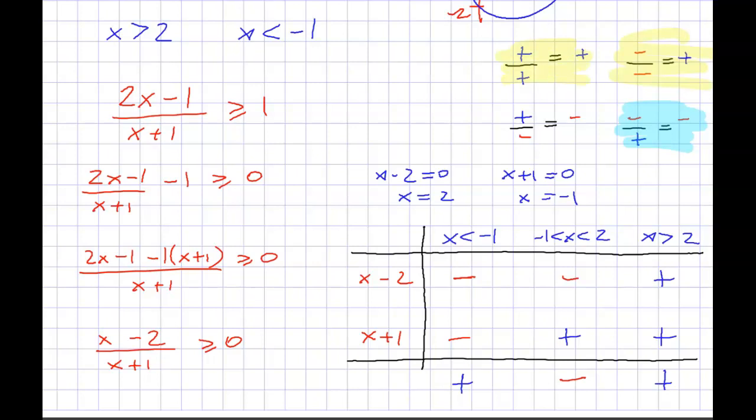So what we have there is a situation where the boundaries of less than -1 or greater than 2 will give me a number that is greater than 0. So my solution to this question is, as written, x is less than -1 or x is greater than 2.